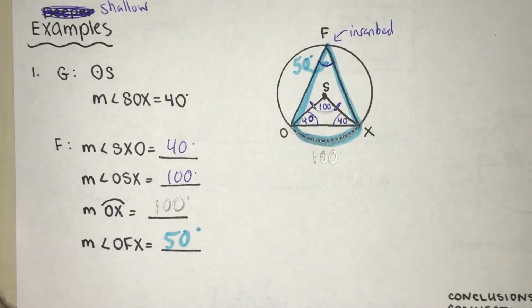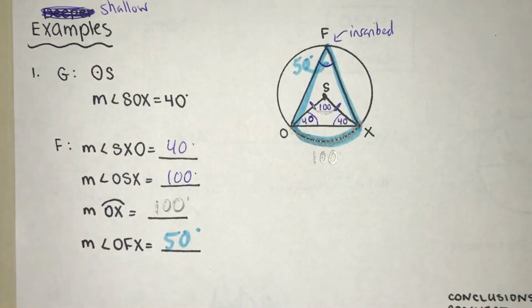Okay, and you've used central and inscribed angles. Beautiful, gorgeous, hot? No, don't say hot. Lukewarm? Beautiful. Okay, let's keep going.